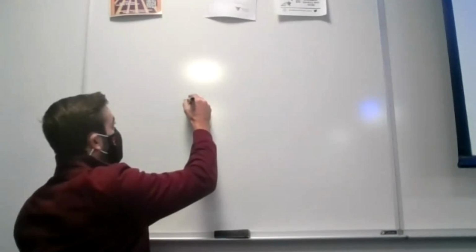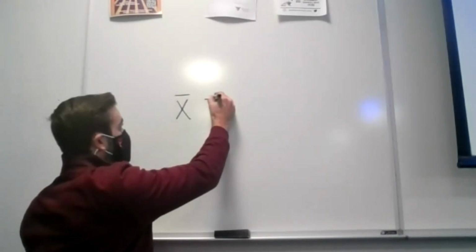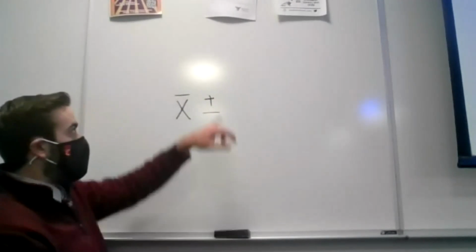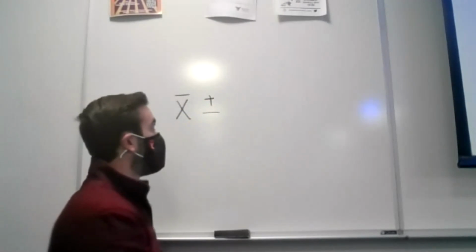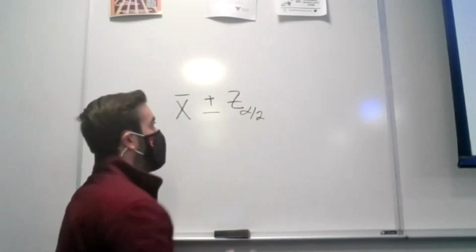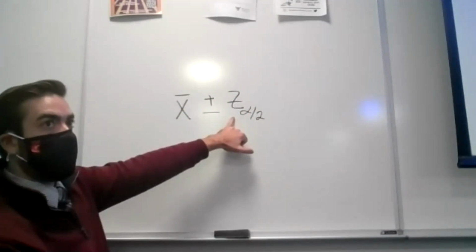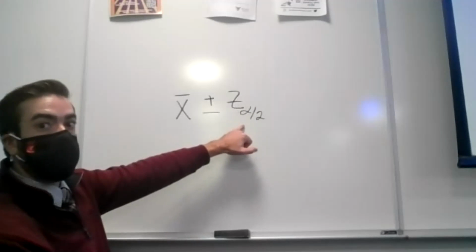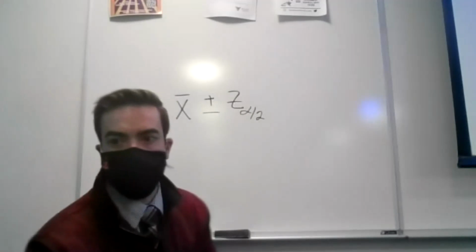What we had was we would take our sample mean, and add our margin of error to it to get our upper bound. We would subtract our margin of error to get the lower bound. We would go the number of standard deviations away that gave us alpha over 2 on either side of the confidence interval.